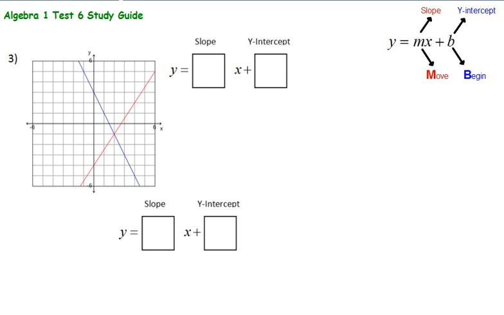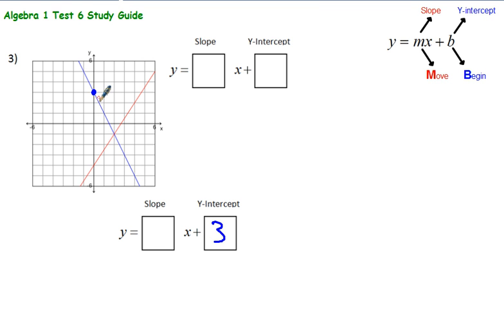And so all we have to do is really just look at the picture they already made. You know that we begin with the b, the y-intercept. So I'm going to look at, let's see, 1, 2, 3. So my y-intercept is 3.